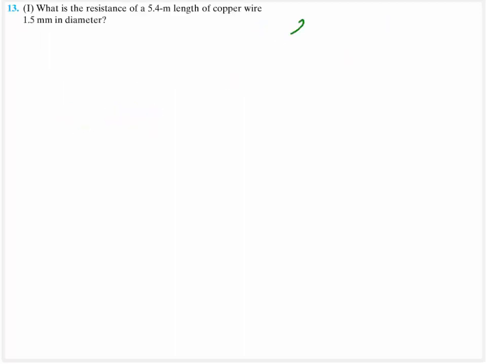For problem number 13, we know that we have some copper wire that's going to be 5.4 meters long. Also know that it's going to be copper. That tells us something about the resistivity. The resistivity of copper, we can look that up, is 1.68 times 10 to the negative 8th ohm meters. It tells us the diameter of the wire, so 1.5 times 10 to the negative 3 meters.